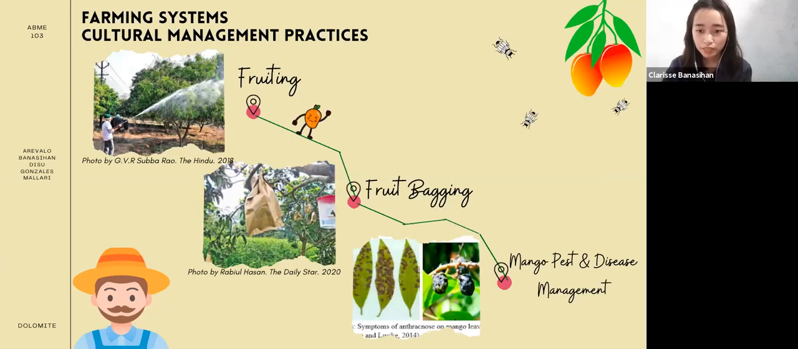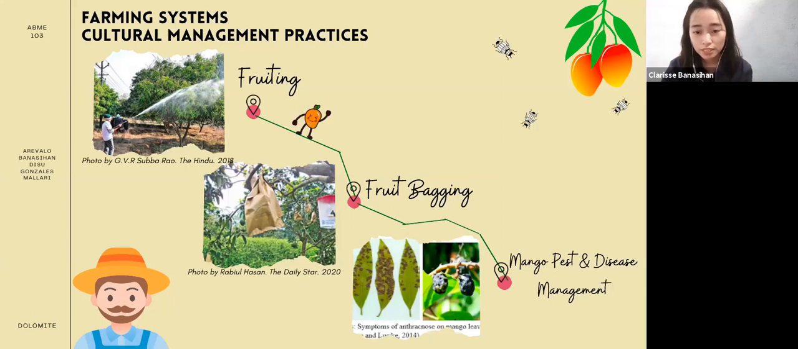First, we have fruiting, and it is done by spraying with the use of potassium nitrate, calcium nitrate, or sodium nitrate to induce flowering any time of the year. Second, fruit bagging. Fruit bagging is the sacking of mangoes utilizing newspaper and pages of phone registries, while others utilize specially designed bags.